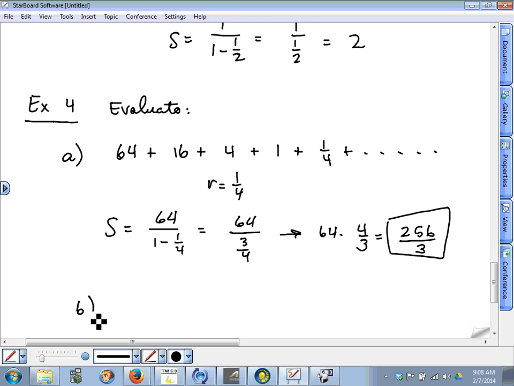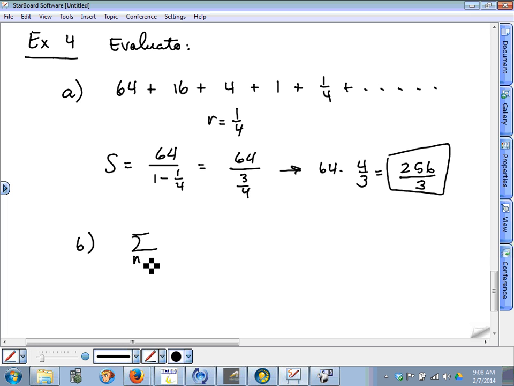One particular type of problem that I've noticed gives students trouble is when it's in sigma form. So let's practice one of those real quick. If we start with n equals 1, and then I put an infinity sign at the top of that, what does that imply? An infinite sum. Okay, and then if I gave you the formula 27 times 1/3 to the n minus 1, how do you know that we can use the infinite sum formula on this sequence? Because 1/3 is the common ratio. This would be a geometric sequence where each term is getting smaller and smaller.